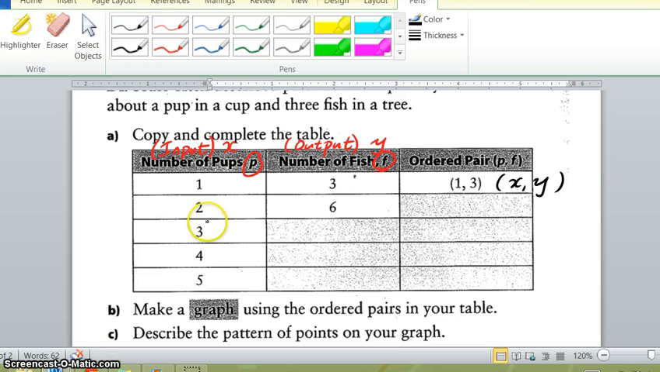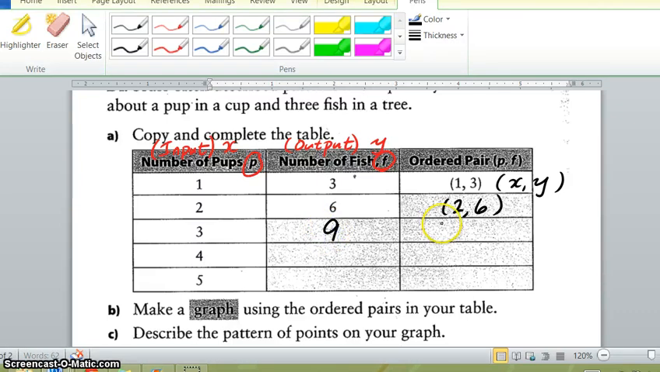If you have 2 pups, the corresponding number of fish is 6. So your ordered pair is nicely laid out for you. You have 2, 6. Now, you can probably predict the next number in the pattern. If you have 3 pups, the number of fish you would have would be 9.